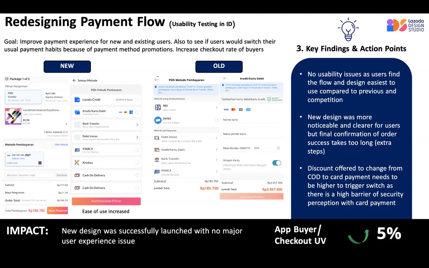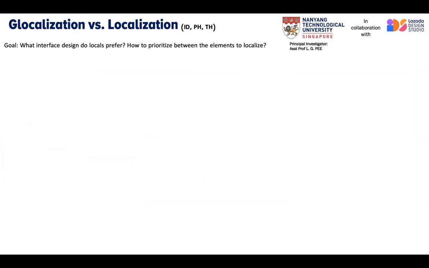But then we had to trigger that switch. Basically, there was a whole high barrier of security perception with card payment. So the new design was successfully launched and there were no major user experience issues, which we noticed from the other feedback mechanisms which we have. And the checkout had a 5% increase.